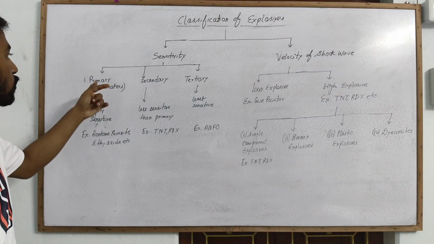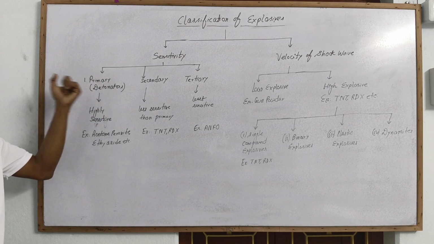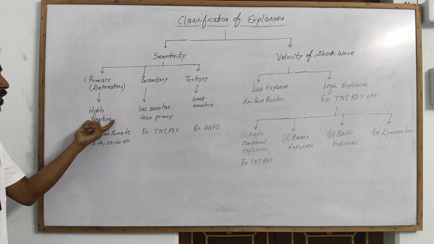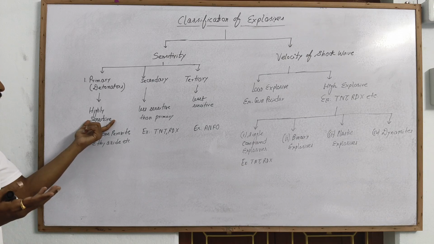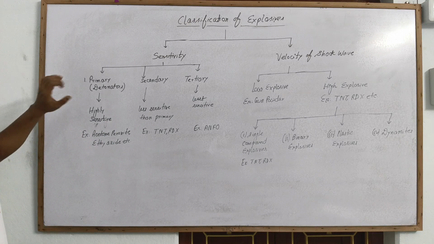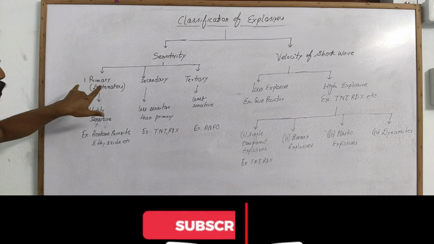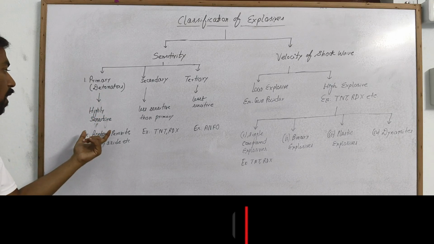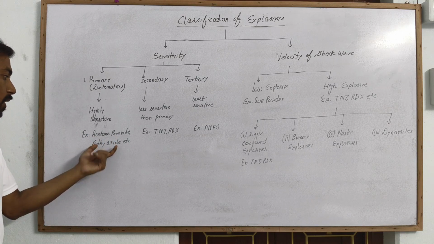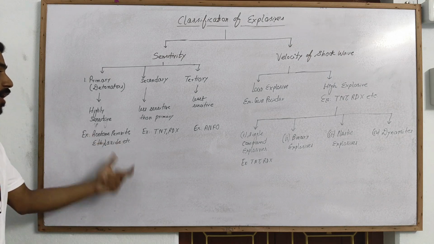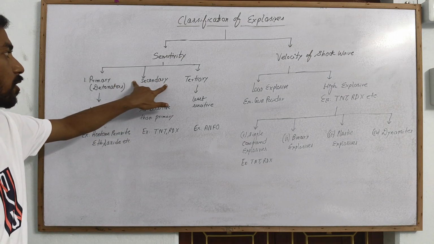So basically primary explosives are named as detonators. So what are the primary explosives? Primary explosives are highly sensitive to the action of heat, pressure, friction, or electric shock to initiate the explosive. And these are generally used as detonators or to trigger the large explosives. Some common examples are acetone peroxide, ethyl azide, nitroglycerin, or peroxy acids, etc.